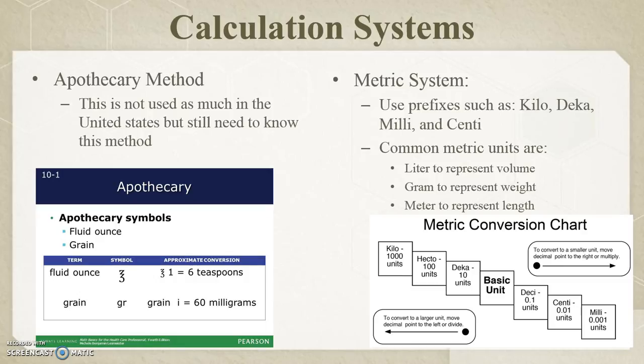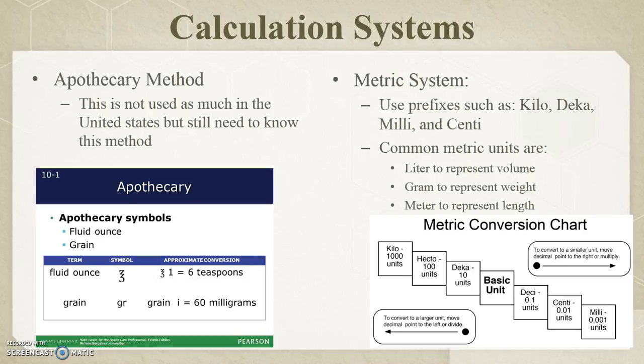Now, I'm going to strictly focus on using the metric system, as that's the one we will be responsible for knowing and reviewing, and I would hope that you guys will be able to read and understand the apothecary method for yourself as you read through the chapter. Now, the metric system is the most commonly used system for dose calculations and conversions. It uses the prefixes kilo, hecto, deca. You have your base unit, then deci, centi, milli, and micro.